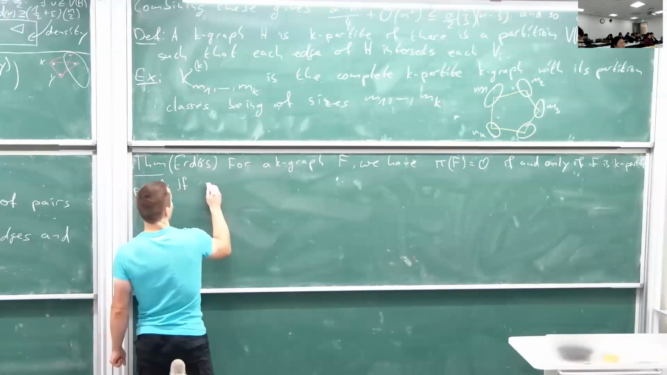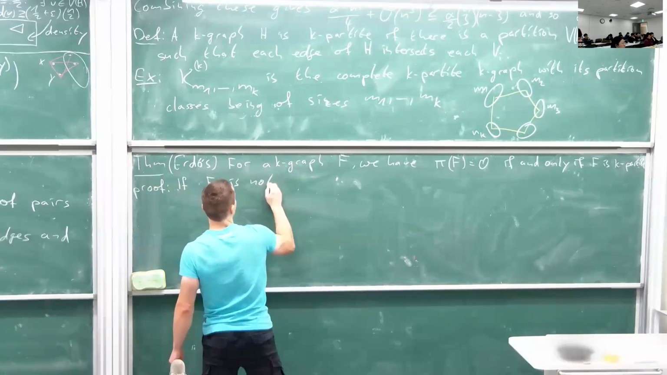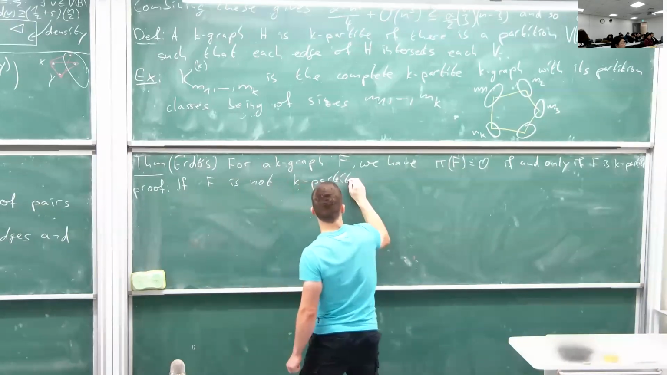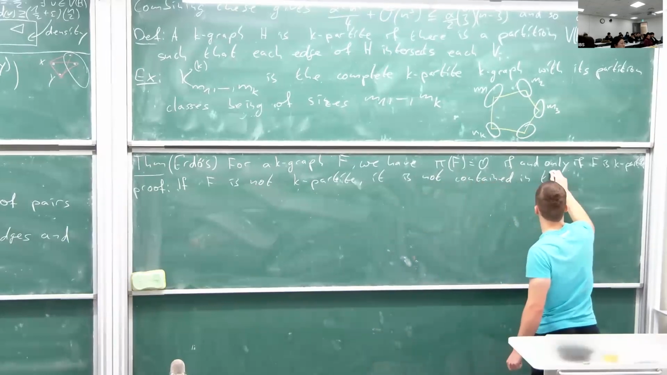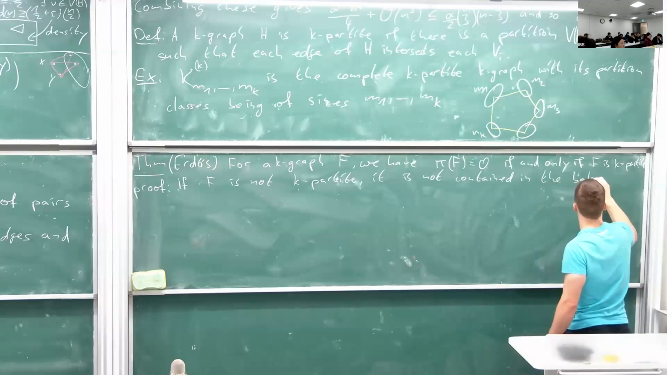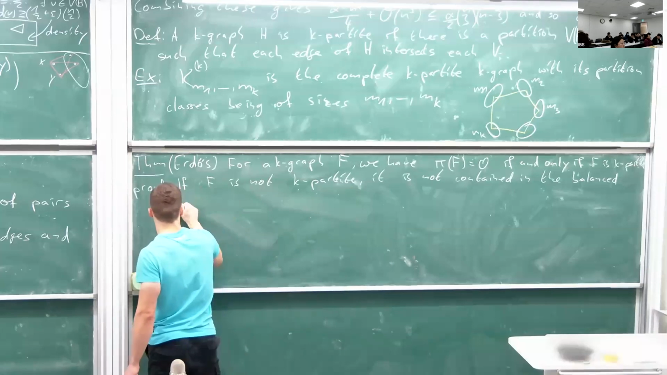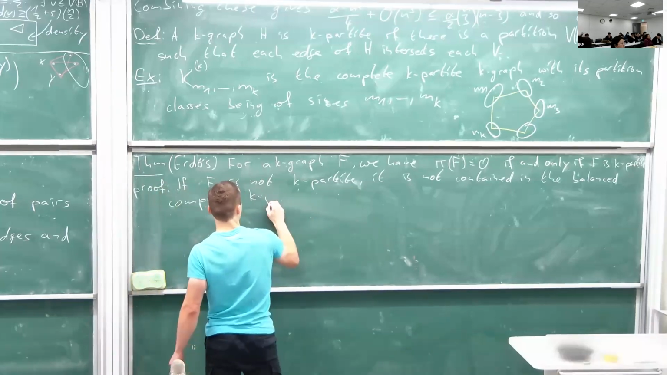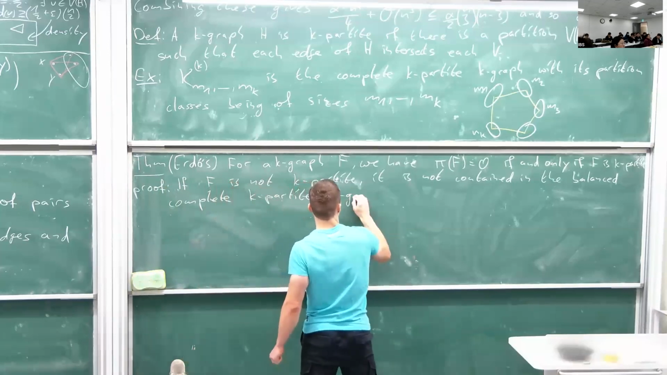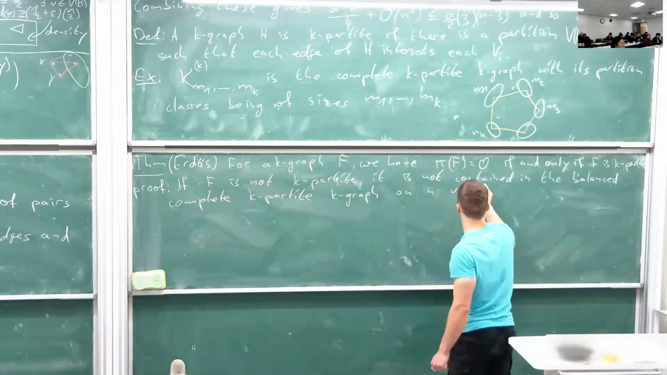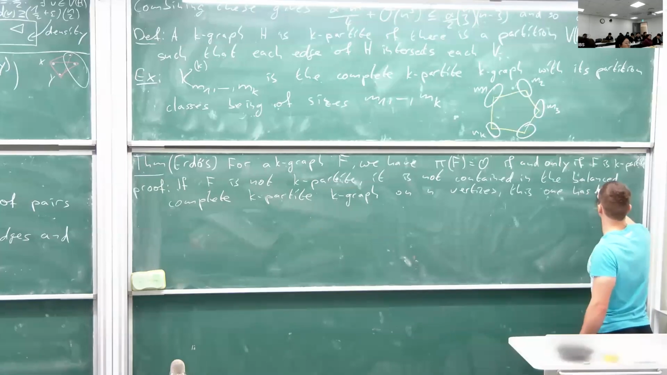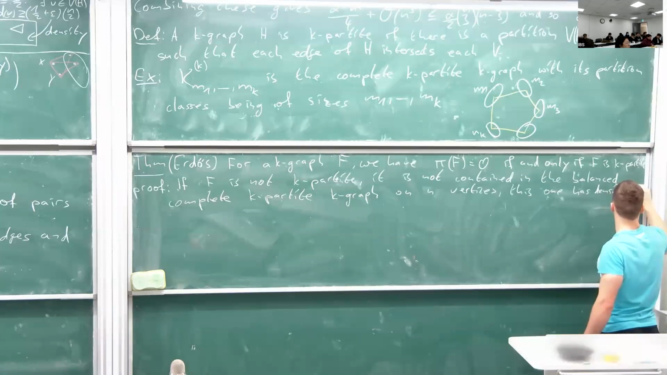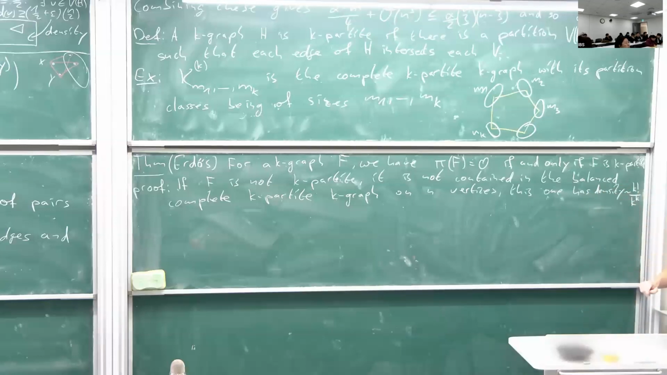So if F is not k-partite, and it's not contained in the balanced complete k-partite k-graph on n vertices. And this one has density roughly k factorial over k to the k. Okay, and yeah, so this being positive.